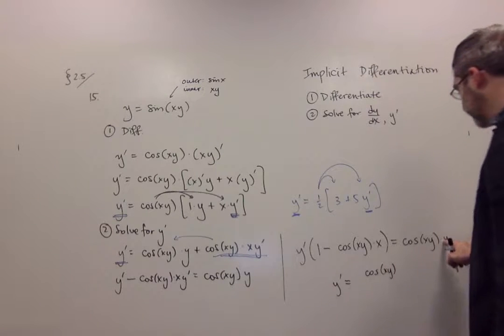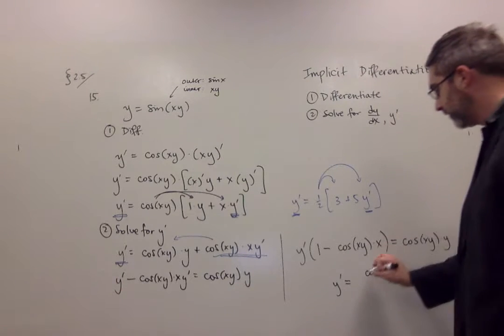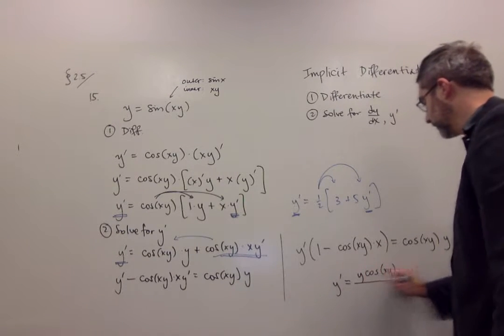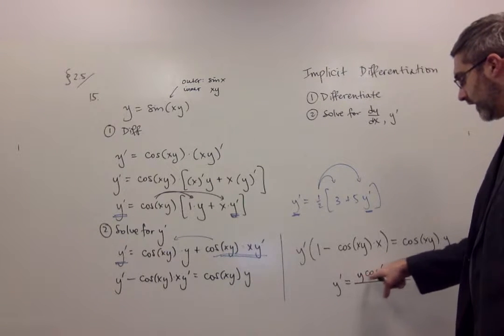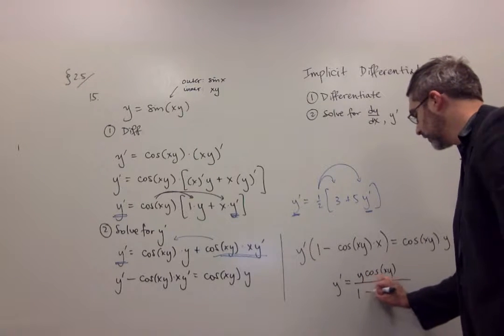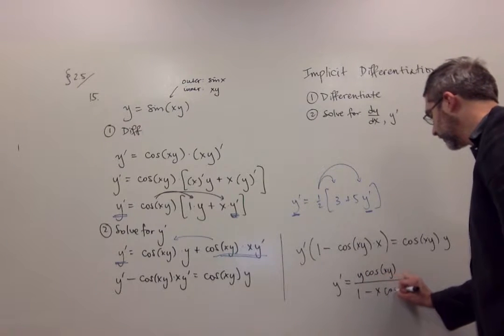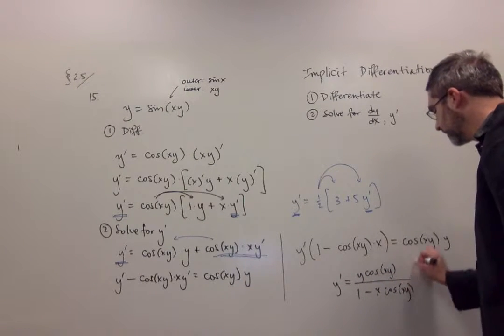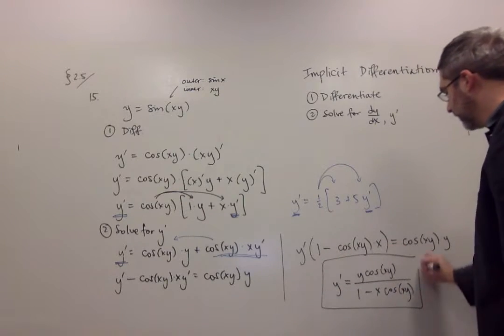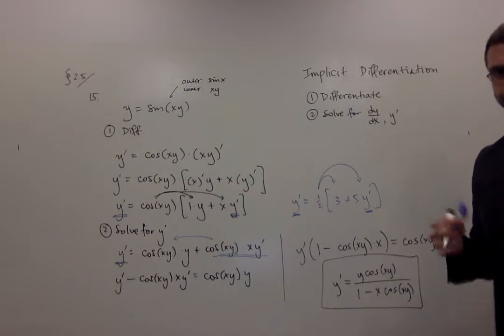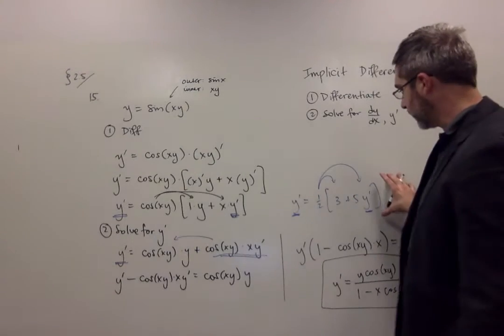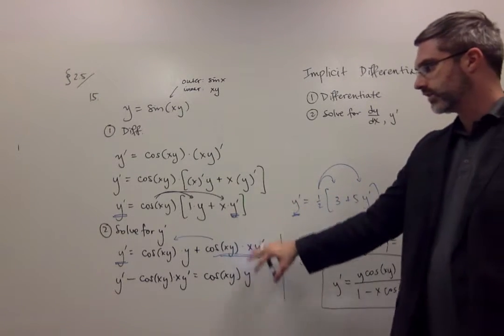Usually we like to put variables in the front of more complicated things. So I'm going to write it as y cosine xy over 1 minus x cosine xy. Okay? And that is my answer. Okay, kind of a little more complicated, but it's still doable, right? You just have to visualize what's going on here when you try to solve for y prime.